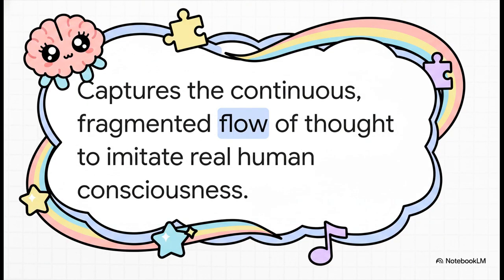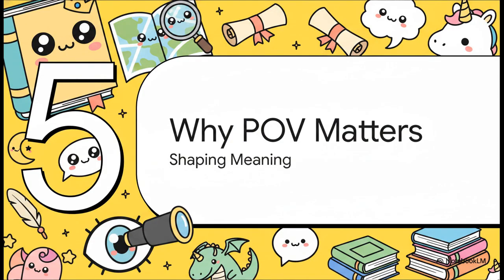Before we completely leave perspectives behind, we absolutely have to mention stream of consciousness. This is a really specific technique of narrative distance that attempts to capture the chaotic, continuous, totally nonlinear flow of a character's actual mind. So instead of neat, organized sentences, the author uses fragmented thoughts, sudden memory shifts, and pure sensory impressions. It is perfectly designed to imitate what it actually feels like to be inside a rushing, real human consciousness. Which brings us to our final takeaway in Section 5, why point of view matters.